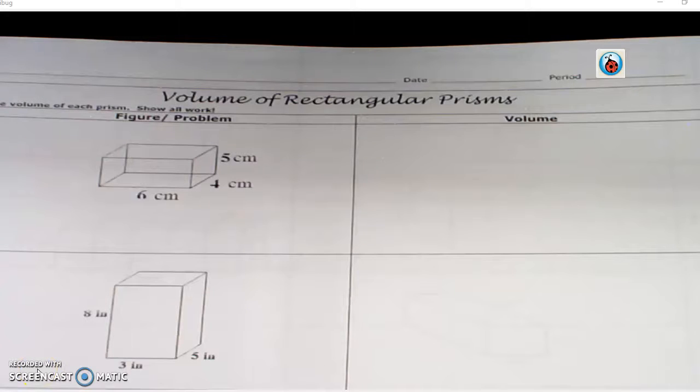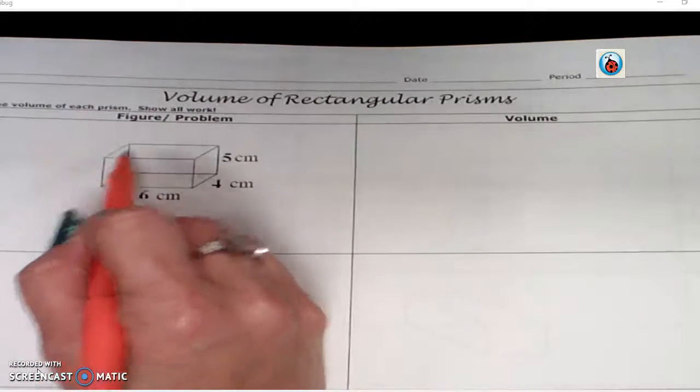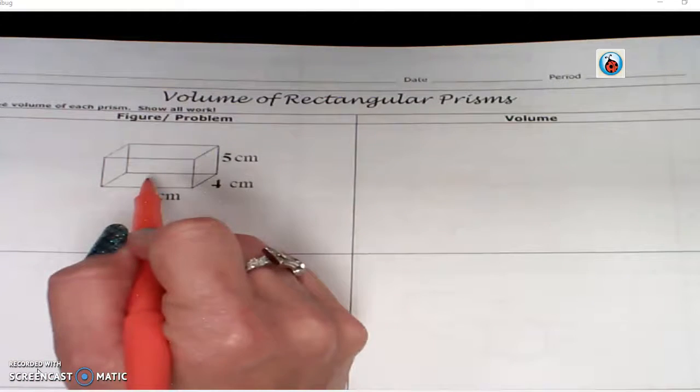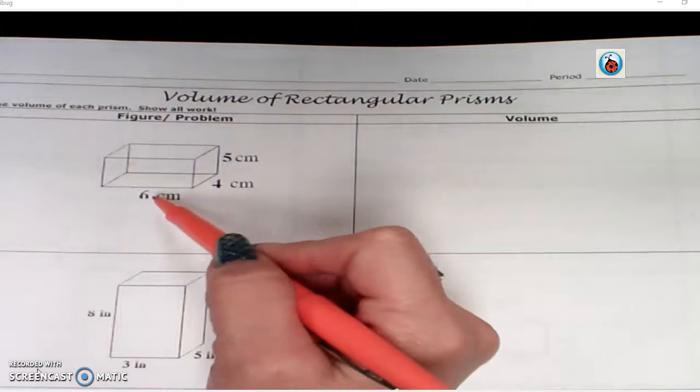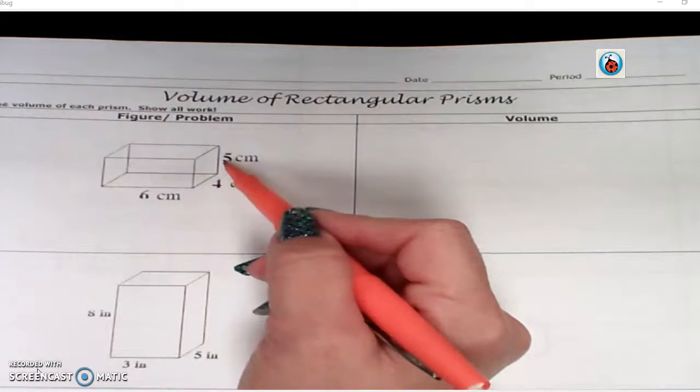Right, so let's talk about volume. In this instance, we're talking about volume of rectangular prisms. Rectangular prism means it's a three-dimensional rectangle. So you have 3 dimensions, you have a length, a width, and a height.